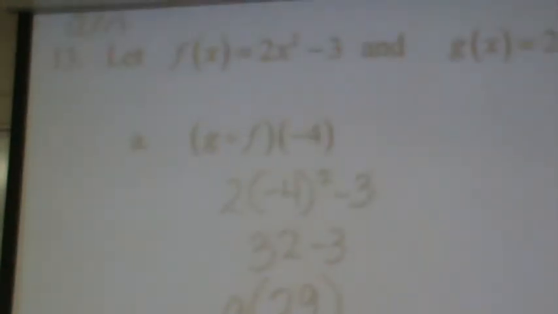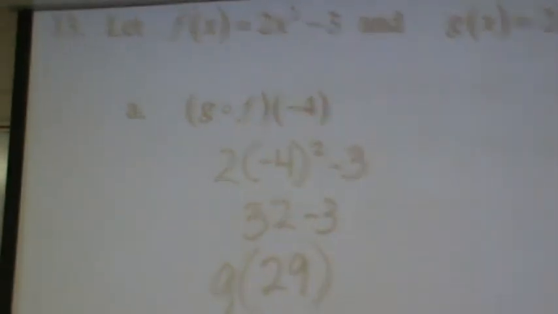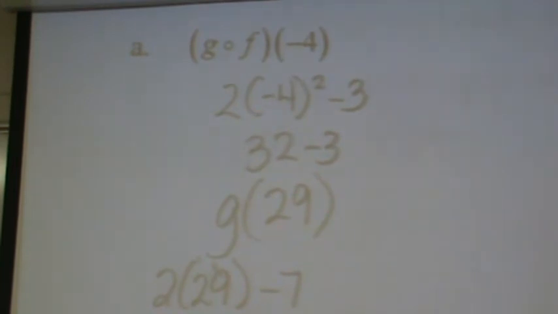For 13, how do you do these composition ones? You're going to plug a -4 in for the f of x and then plug the answer to that into G. Yep, you got it. You should get 51. You guys did very well in that section.